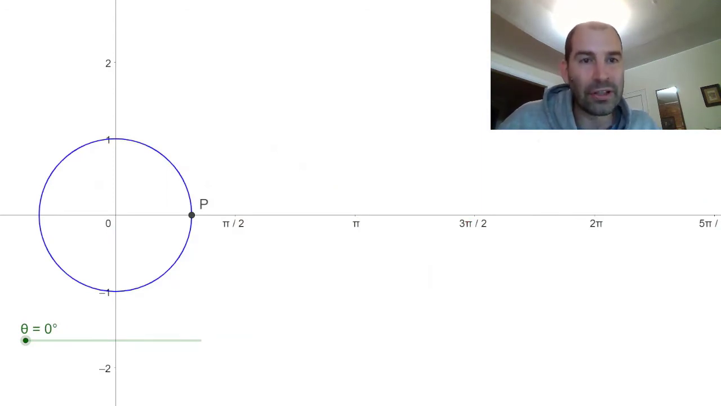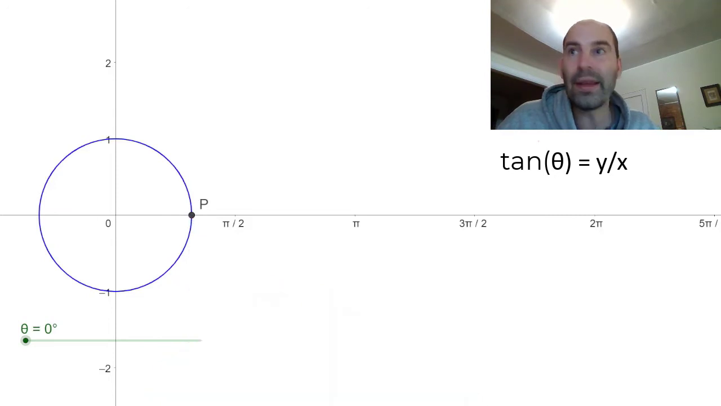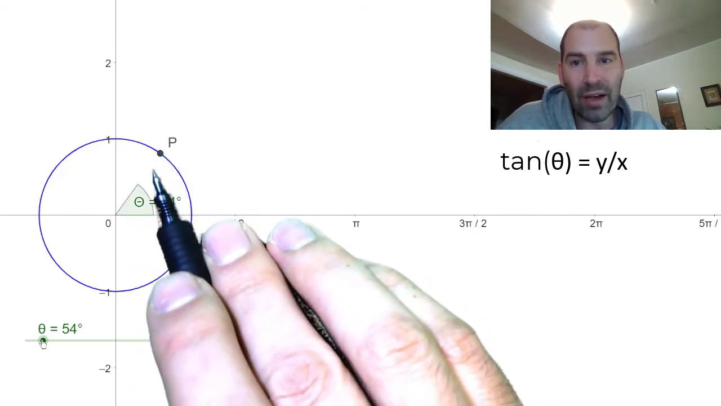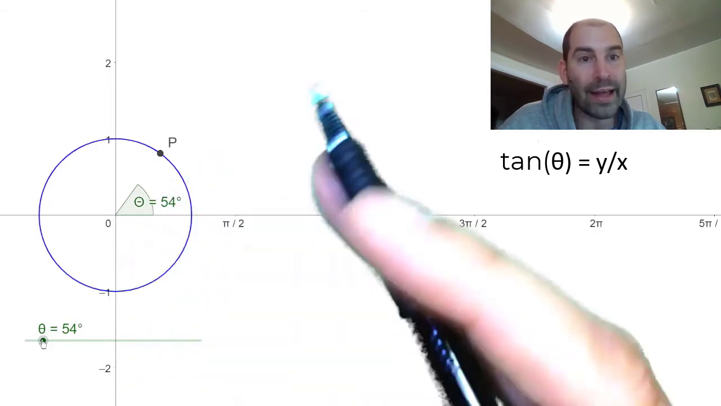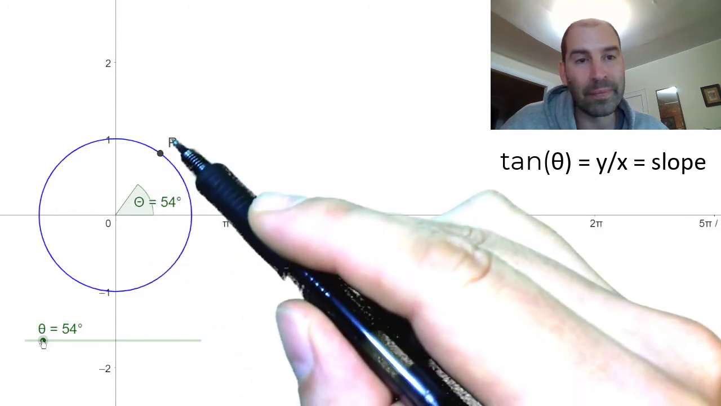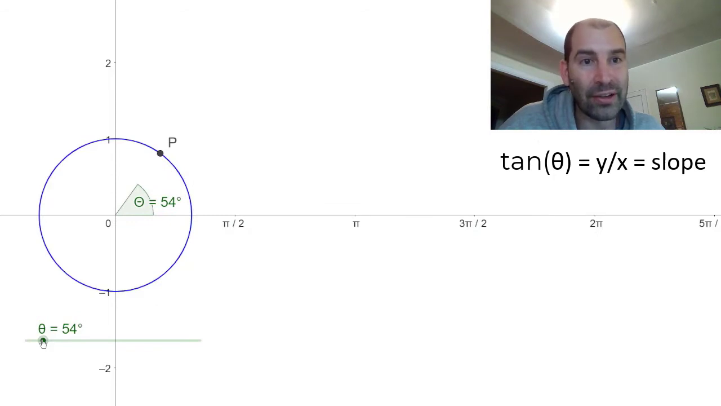The tangent function gives us the ratio of y over x, where x and y are the coordinates of this point. Now, if we think about what that means, if I take a point over here, what is the ratio of y over x? Well, that's height over horizontal displacement. That's rise over run. That is the slope. It's the slope of this line segment right here. That is called the tangent of this angle. Tangent gives you the slope corresponding to this angle.